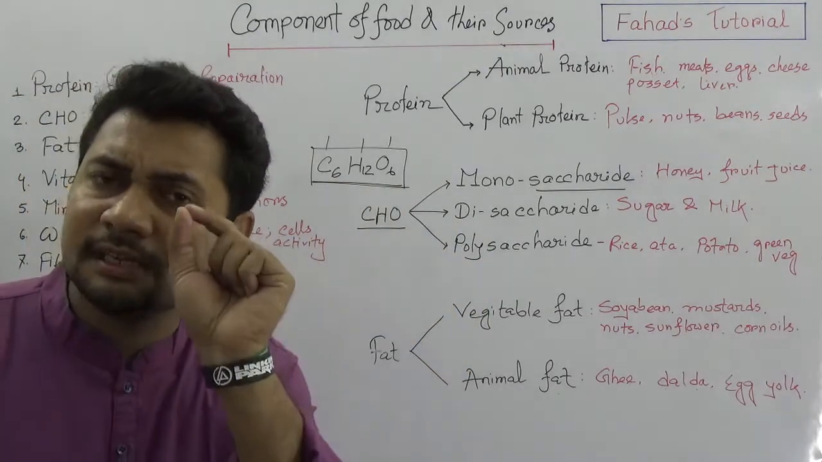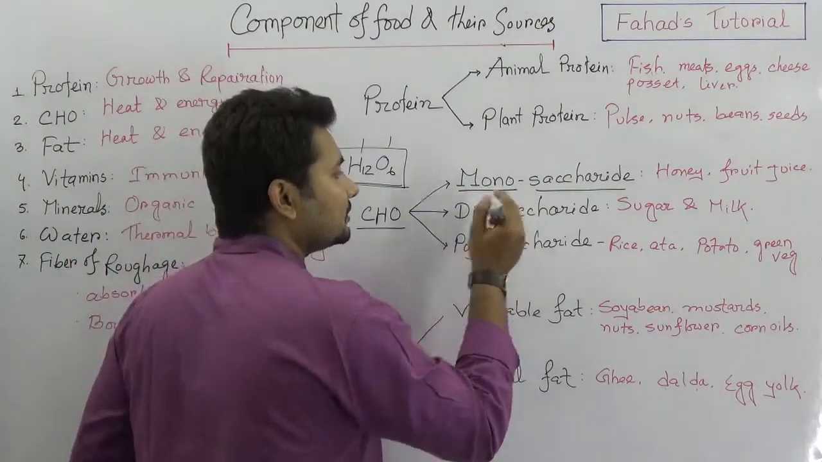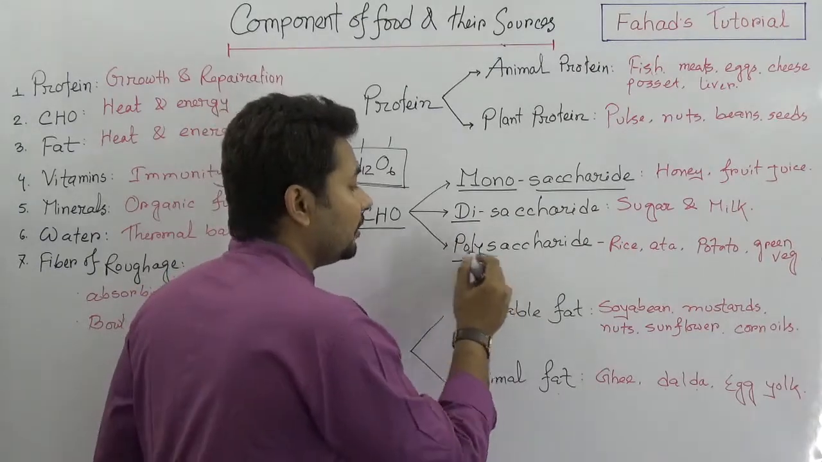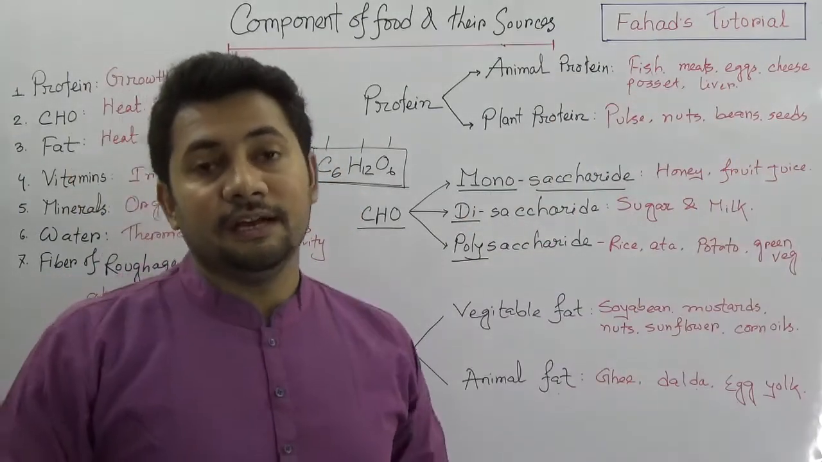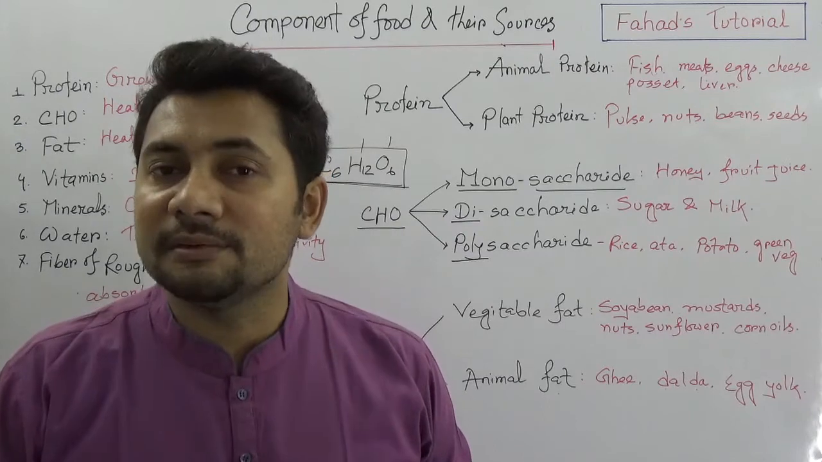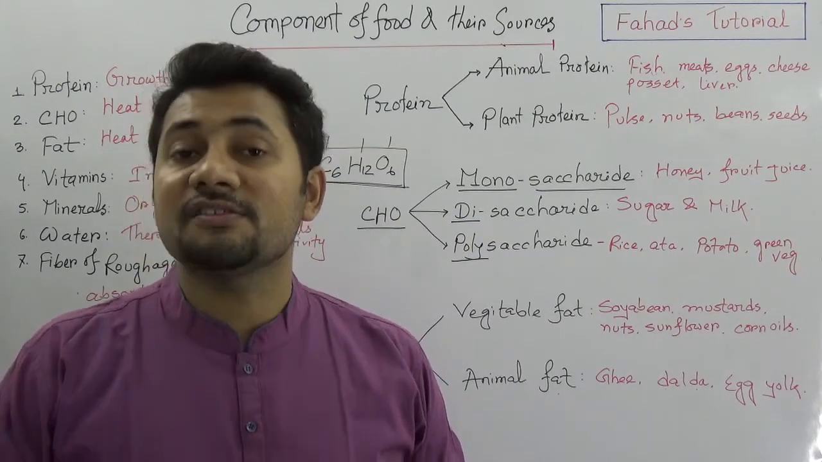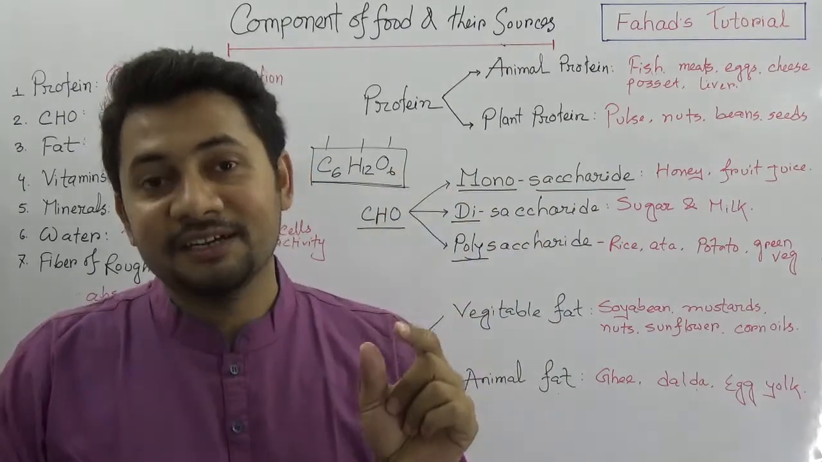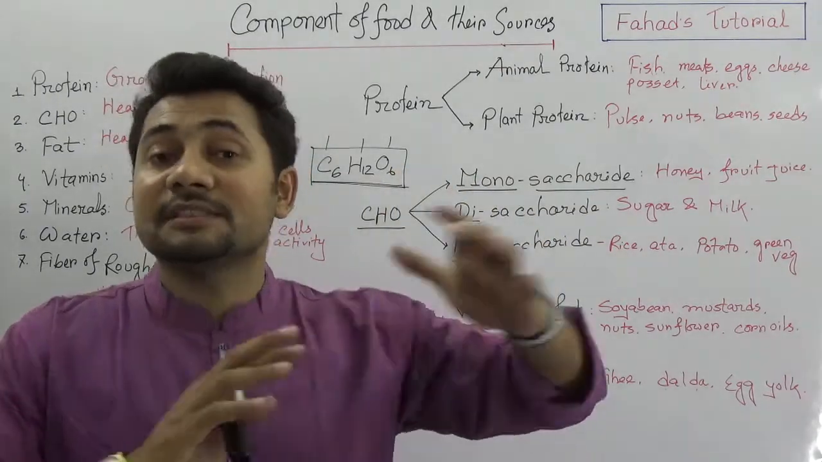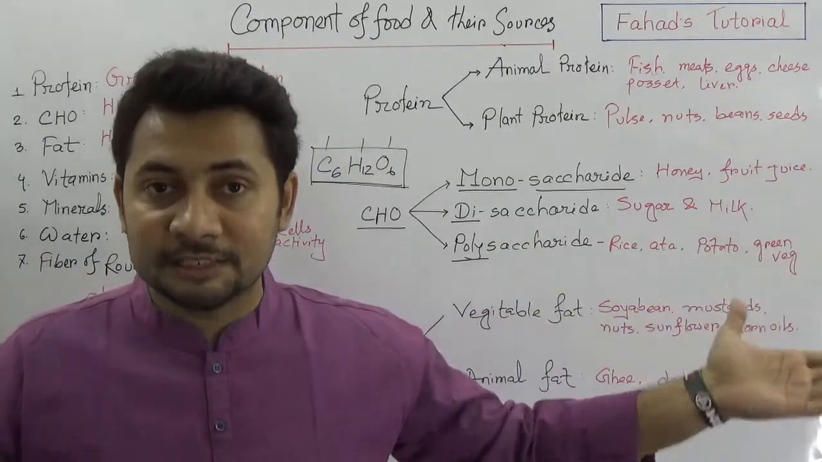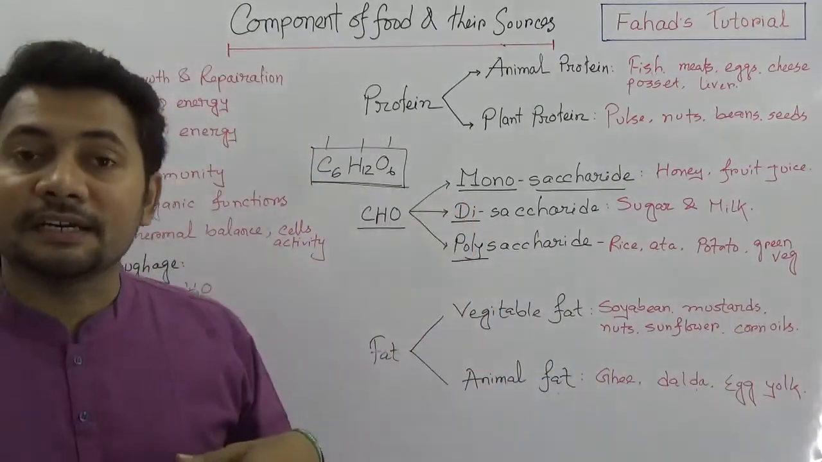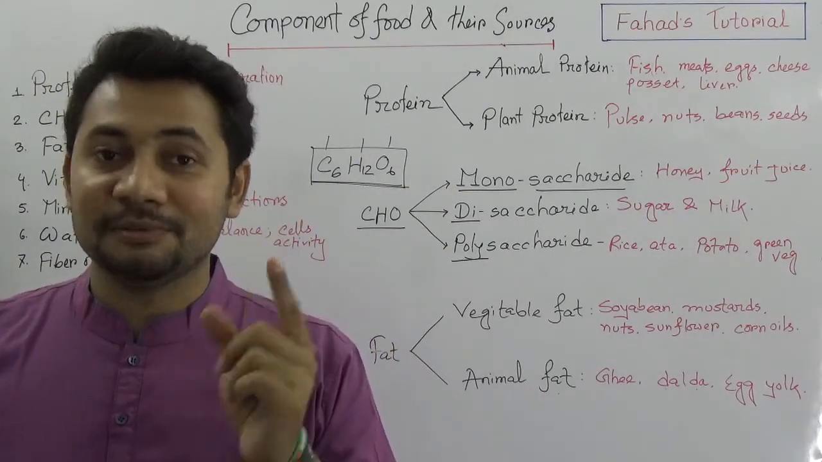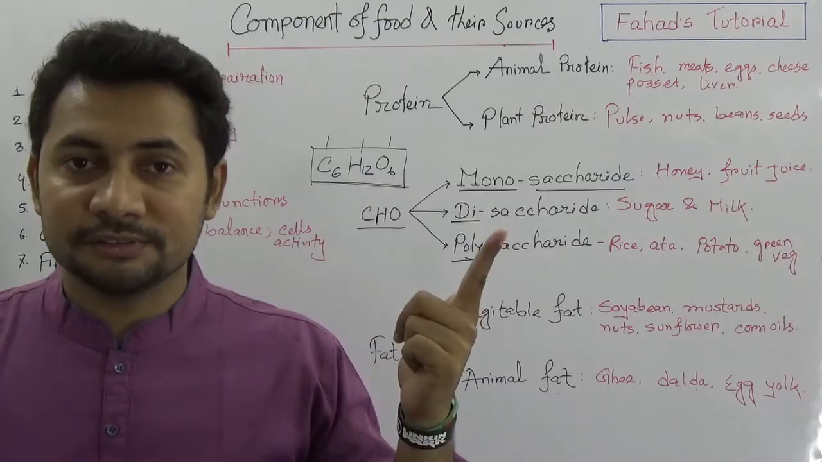If I give you a single idea: mono means a single molecule, di means two molecules, and poly means a number of other molecules. Whenever you study HSC botany, there is a chapter called cell chemistry, and under cell chemistry there is a part on carbohydrate. There it is explained in a wider aspect, but here monosaccharide means only one single carbohydrate molecule, like glucose, fructose.